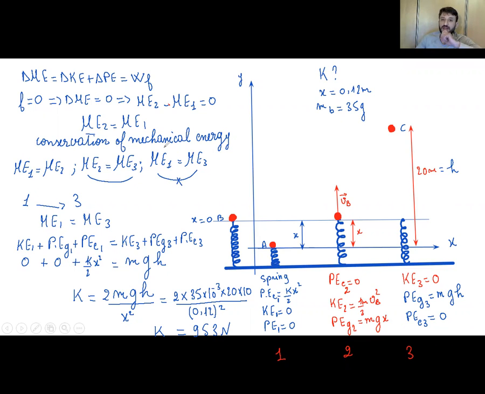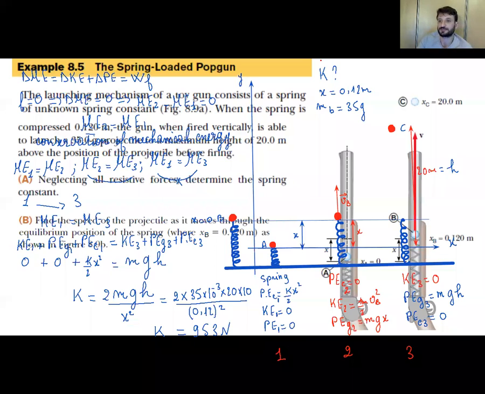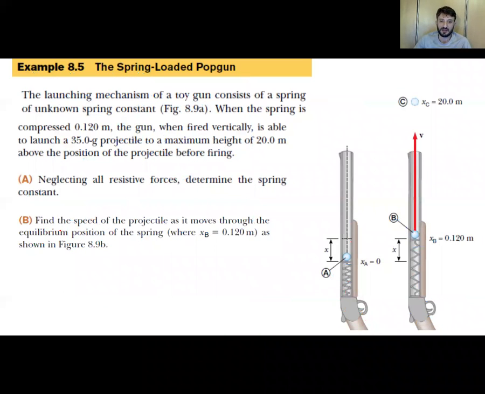Okay. Let's take part B. Find the speed of the projectile as it moves through the equilibrium position of the spring as shown in the figure. As you see here, I want to calculate the speed at position B, the equilibrium position.